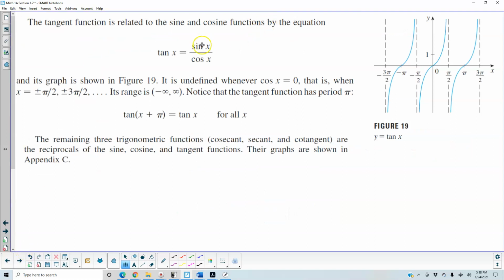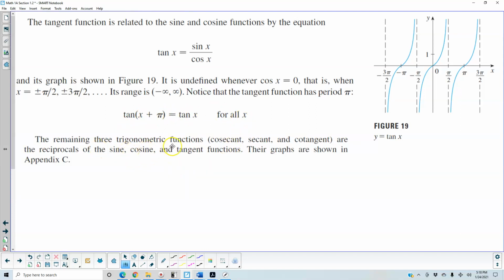Now the tangent function is related to the sine and cosine functions by the equation tangent of x is equal to the sine of x over the cosine of x, and its graph is shown over here on the right. It is undefined whenever the cosine of x is equal to 0, that is, when x is equal to plus or minus pi over 2, plus or minus 3 pi over 2, and so on. Its range is negative infinity to positive infinity. And notice that the tangent function has period pi, so tangent of x plus pi is equal to tangent of x for all x.